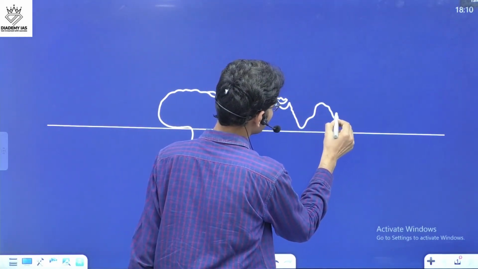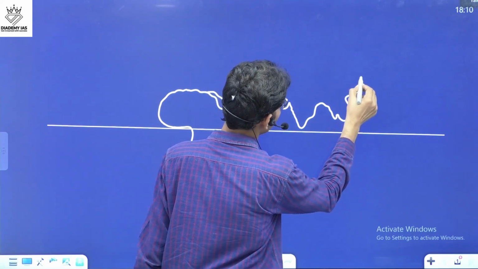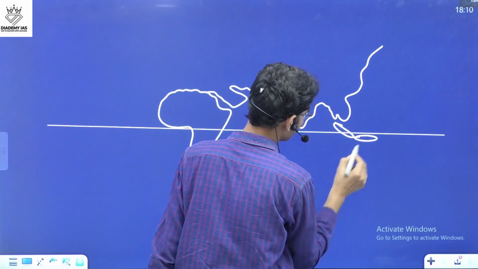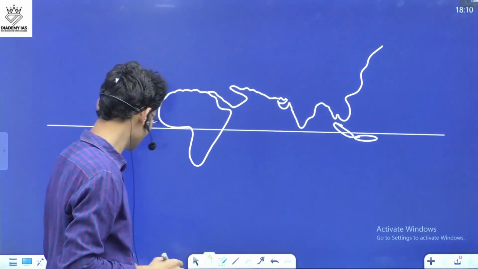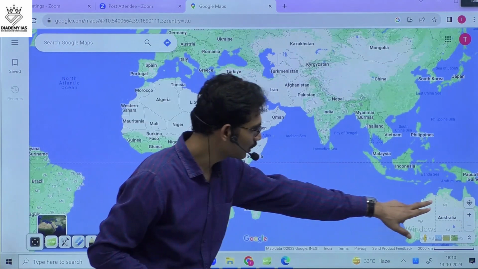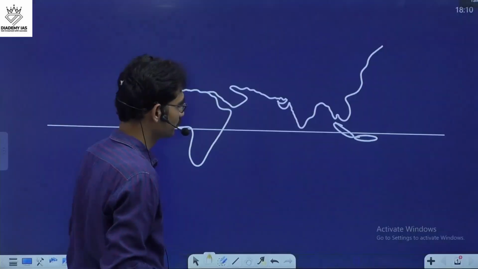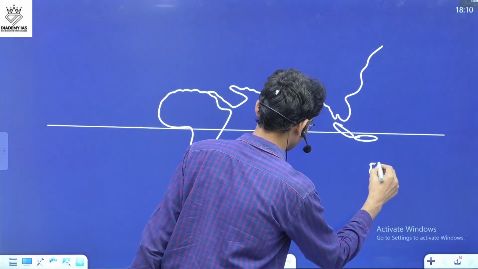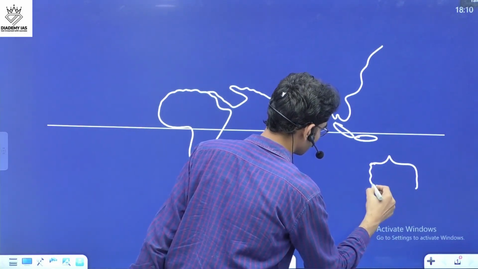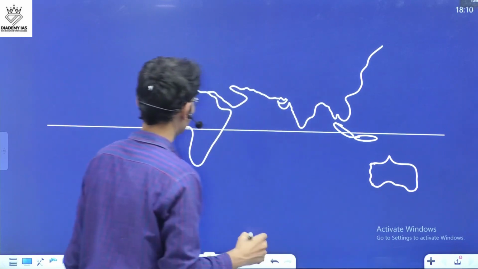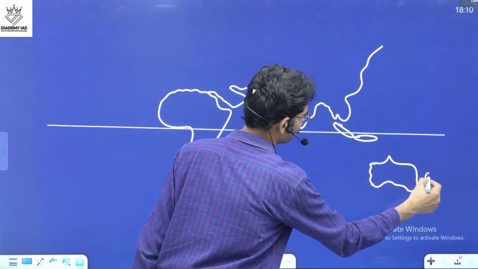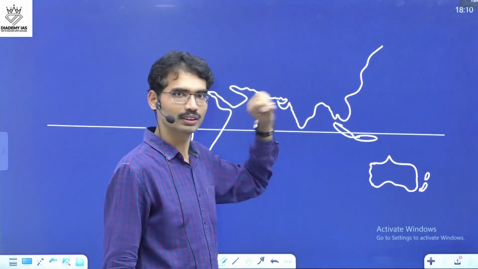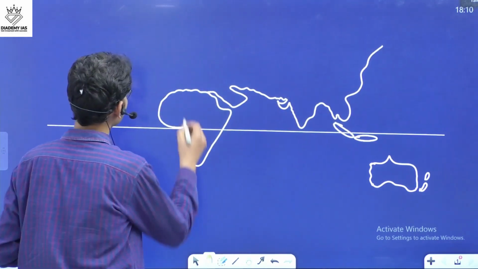Now China, and here Indonesia, the Sumatra Islands. Now down is, sorry, Australia, and New Zealand. Because old history we have to understand in a holistic way. Then only we can easily understand it.